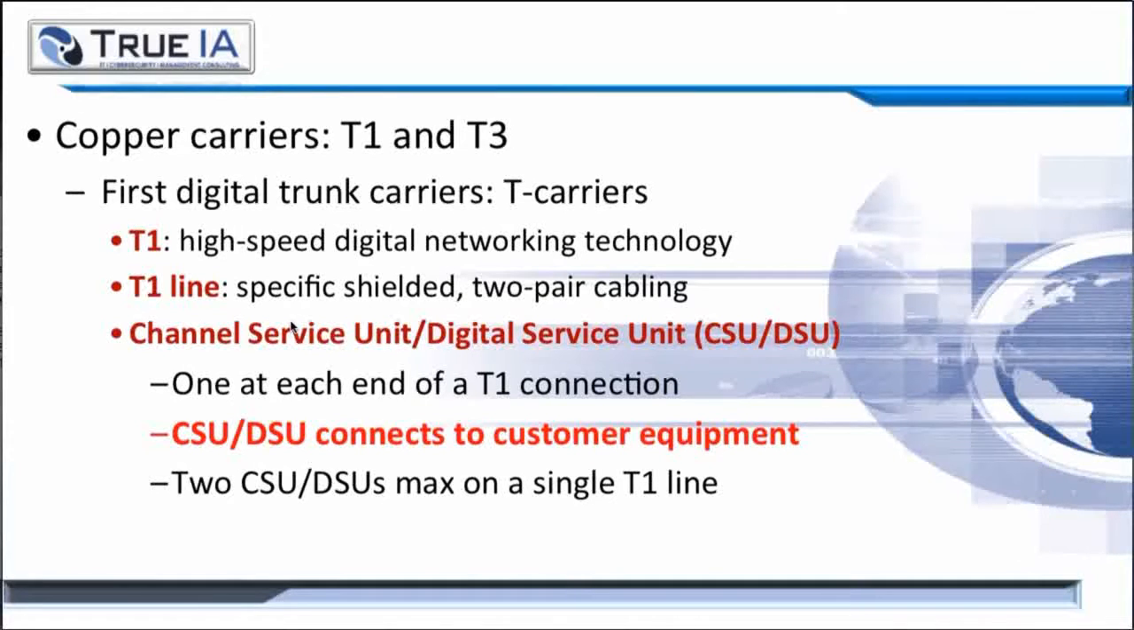So before we get too much farther, you need to understand these different types of services. We break them down, starting with the copper carriers. These are T1 and T3s. The first digital trunk carriers were T carriers. A T1 is a high-speed digital network technology. A T1 line is specific shielded two-pair cabling. These terms are important for you to remember when executing the Network Plus exam.